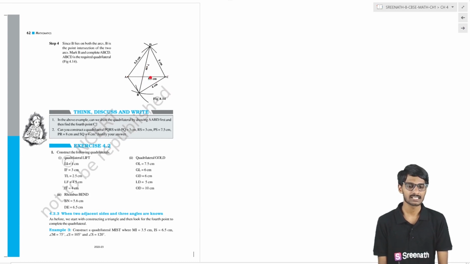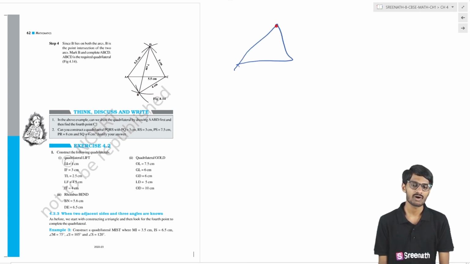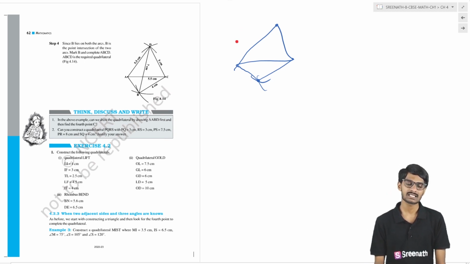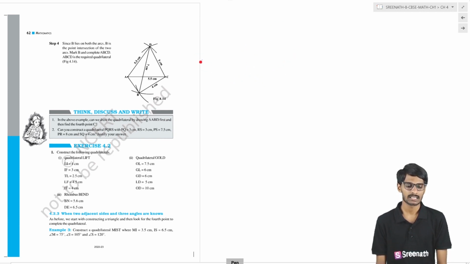First we have constructed this triangle. Okay students, after that we have made an arc from D to this point. After that we make an arc from C to this point. Finally we have got this point, so we have drawn some line segments like this. Finally our quadrilateral is completed. So students, in this way we have completely drawn the quadrilateral.